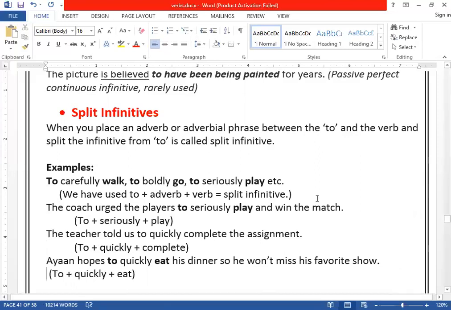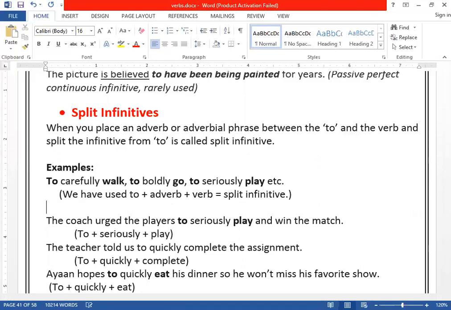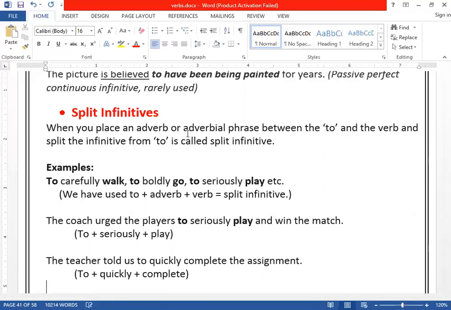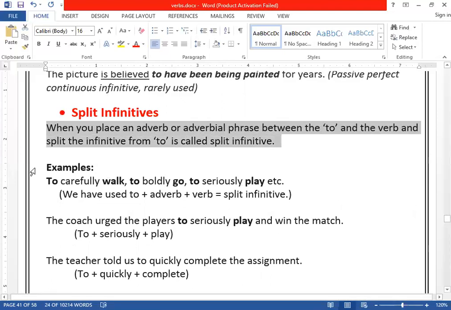We're going to talk about split infinitive. That's easy. It's a small topic, so let's finish it. Let's talk about split infinitive. When you place an adverb or adverbial phrase between "to" and the verb, clear, and split the infinitive form, it is called split infinitive.